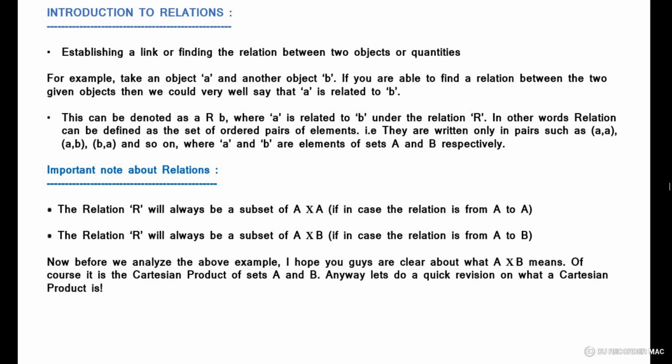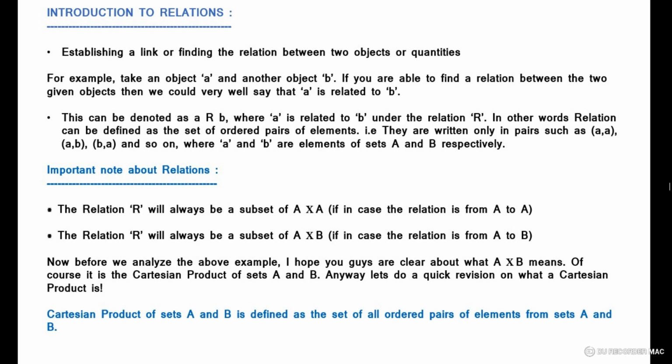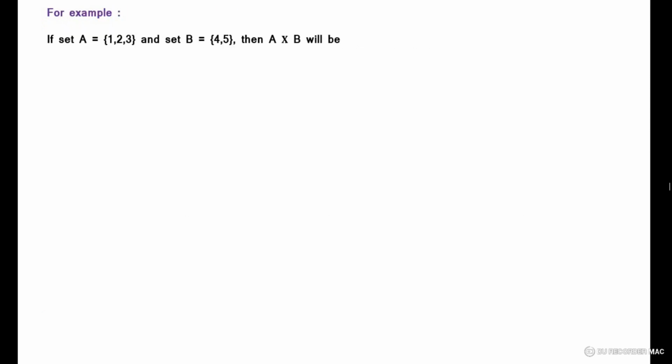Now before we go any further, let's do a quick revision on what a Cartesian product is. You should have learned it earlier, but anyway we will do a quick revision. What is a Cartesian product? The Cartesian product of sets A and B is defined as the set of all ordered pairs of elements from sets A and B. Let's take for example set A equals {1, 2, 3} and set B equals {4, 5}. Then A cross B will be what?